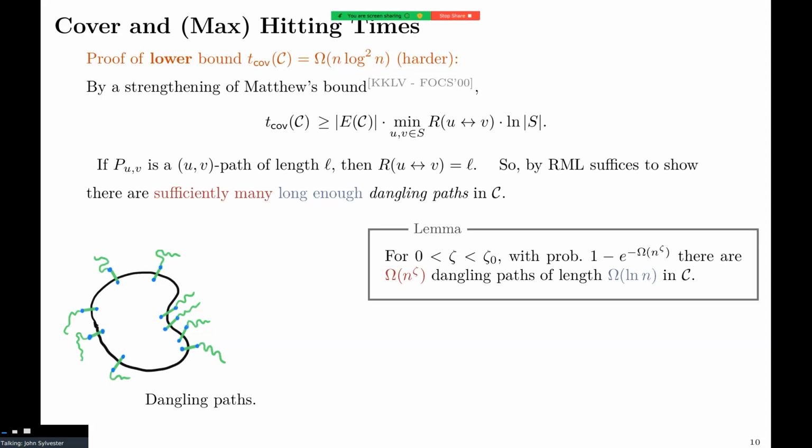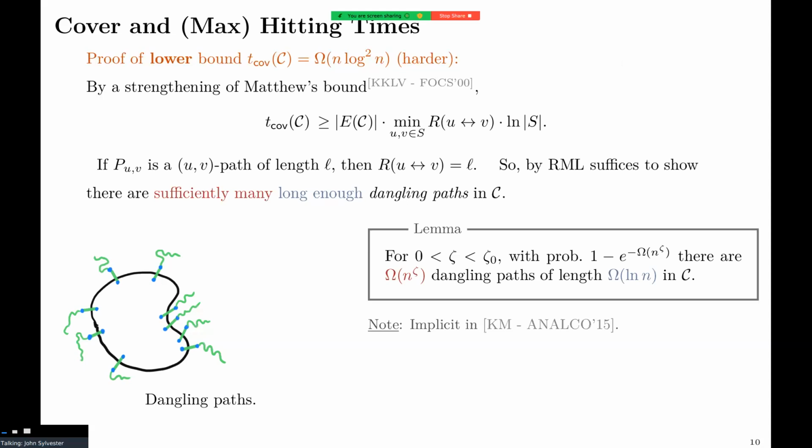So for some constant, with very large probability, there are Omega(n^c), so polynomially many, paths of length order log n in the giant. So you can take each endpoint of the path as your set S, which has polynomial size, and there are log n order resistances between each of these pairs, and that gives you the lower bound.